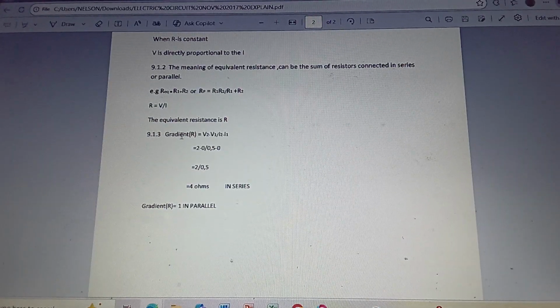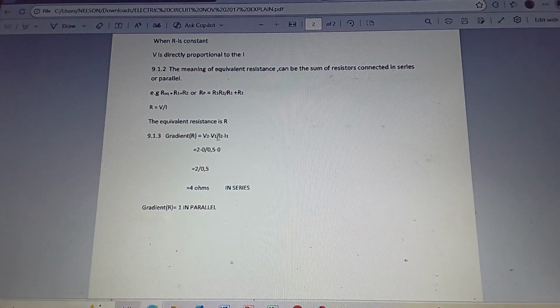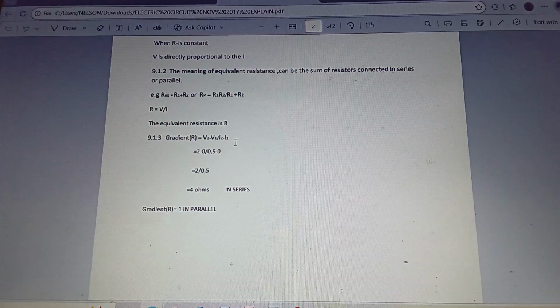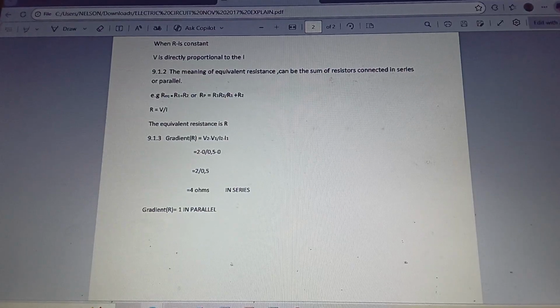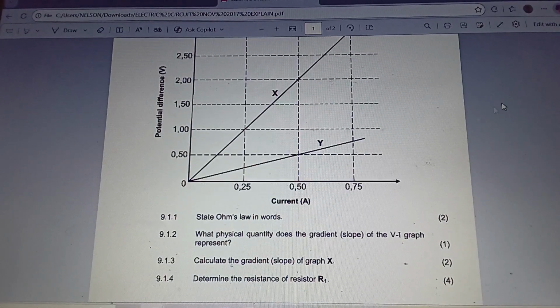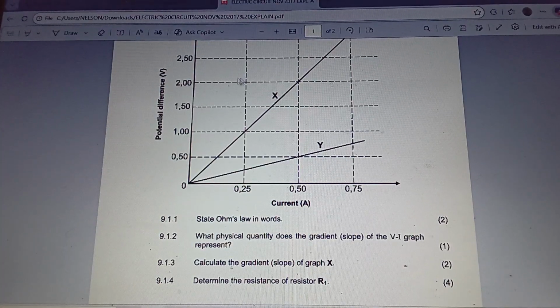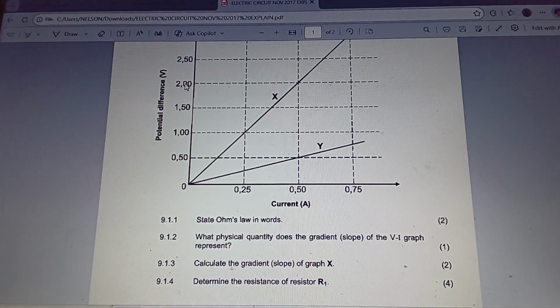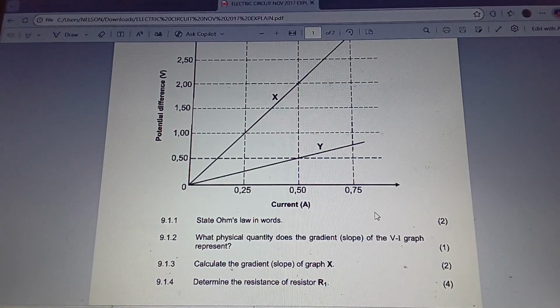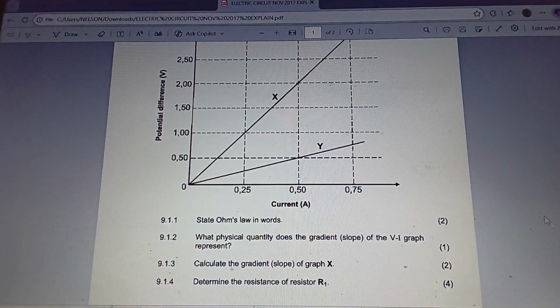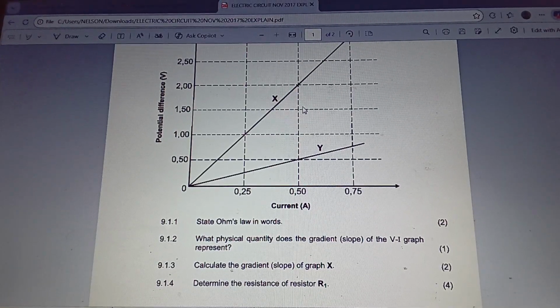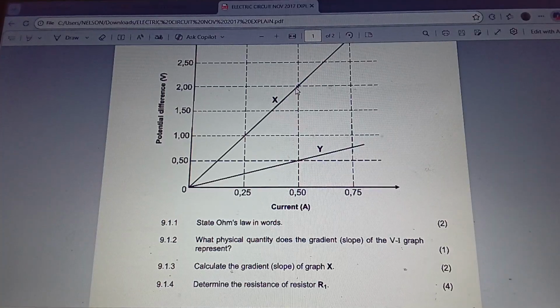Now 9.1.3: the gradient, R, is equal to V2 minus V1 divided by I2 minus I1. So we take those points. We say 2 minus 0 for the change in voltage. So initial is 0, final is 2.0. That's why for potential difference we say 2.0 minus 0. And then for current, we say 0.50 minus 0 here. And then let's see.